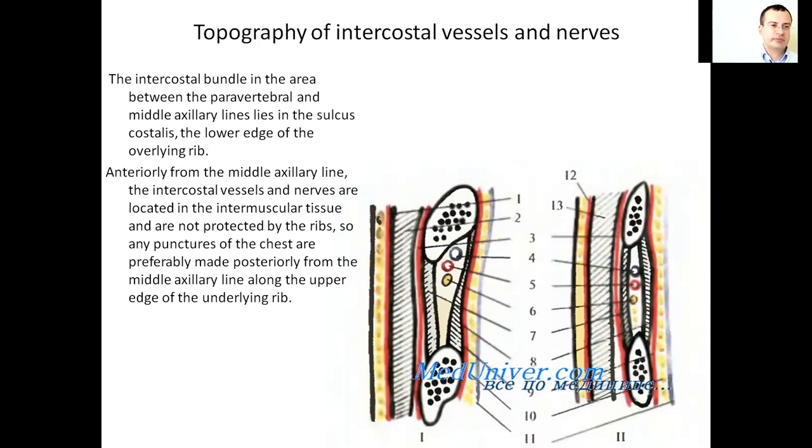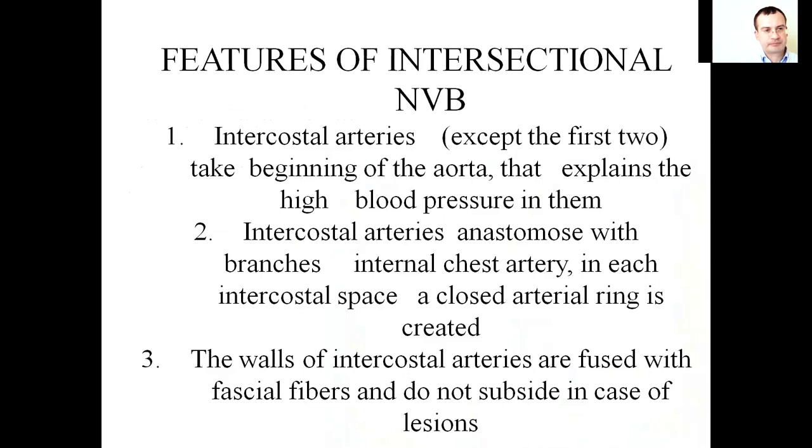In the area between the paravertebral and middle axillary lines, the vessels lie in the sulcus costalis, under the lower edge of the overlying rib. Anteriorly, from the middle axillary line, the intercostal vessels and nerves are located in the intermuscular tissue and are not protected by the ribs. So any punctures of the chest are preferably made posteriorly from the middle axillary line along the upper edge of the underlying rib.